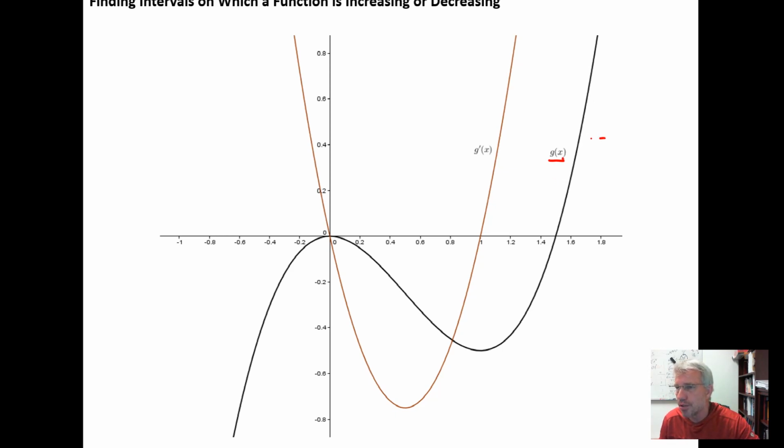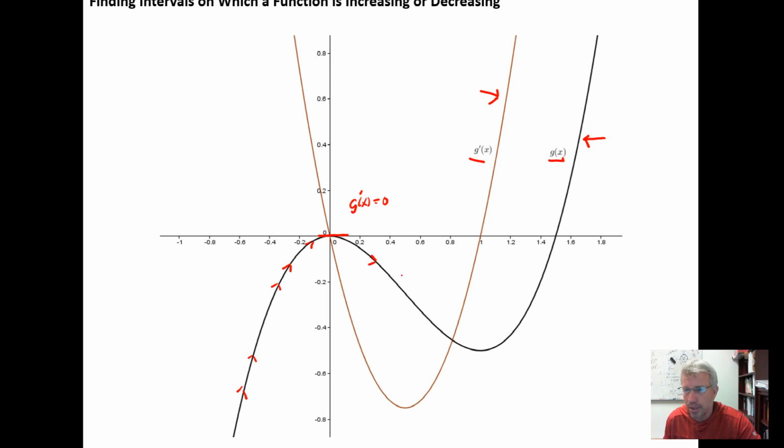So here's my function g of x. It's the function in black. And g prime of x, the derivative, is here in a tannish color. And what I want to recognize is that my function g of x is increasing up until the point right here where the tangent line is equal to 0. And when the tangent line is equal to 0, we know that g prime, the derivative, is equal to 0 because the derivative gives us the slope of the tangent lines.